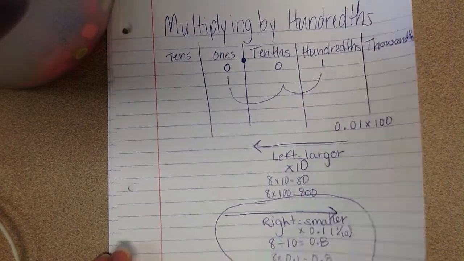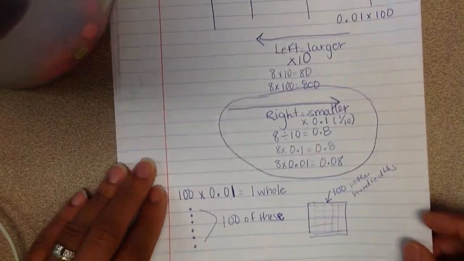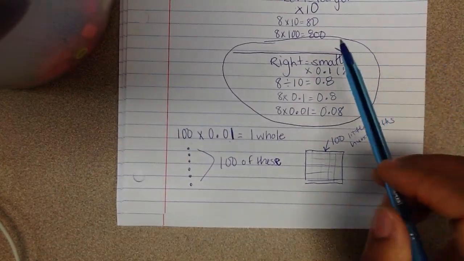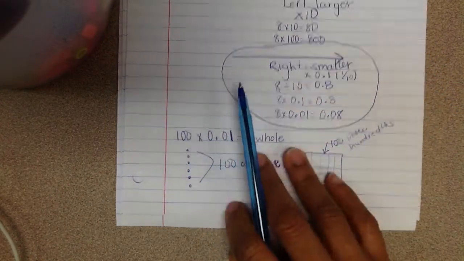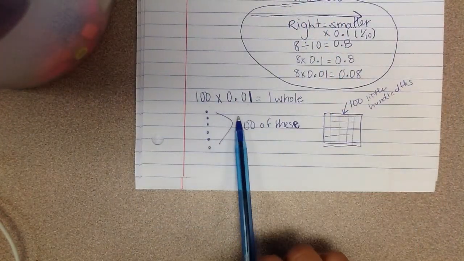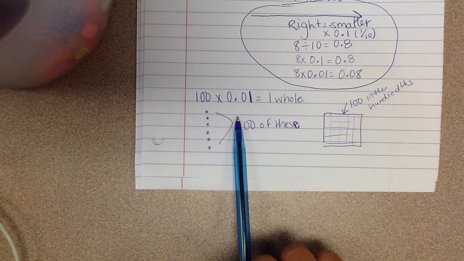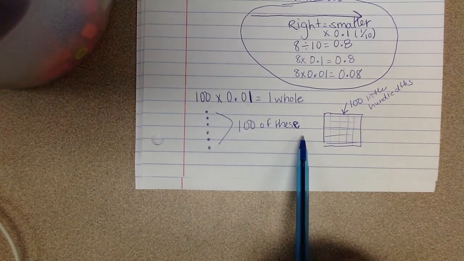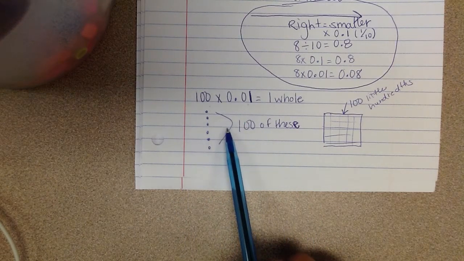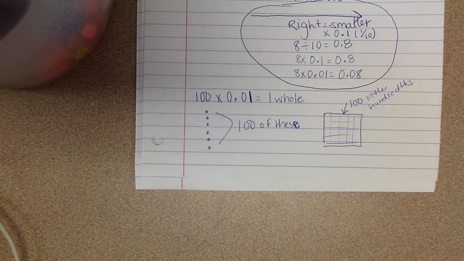Okay. All right, we're going to look at some practice problems with multiplying by 100ths. We know when we multiply a whole number times 100th, we're going to be moving and getting larger. Now, if we take this 100th and we multiply it by a decimal number, we're going to be getting smaller than what we have here. Okay? So let's look at some practice problems together.